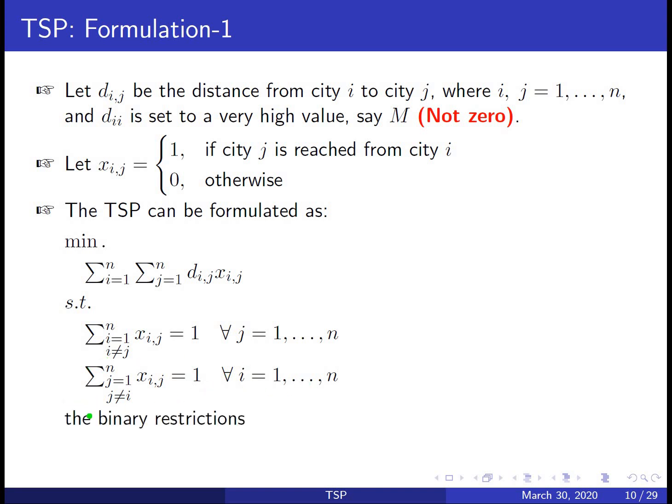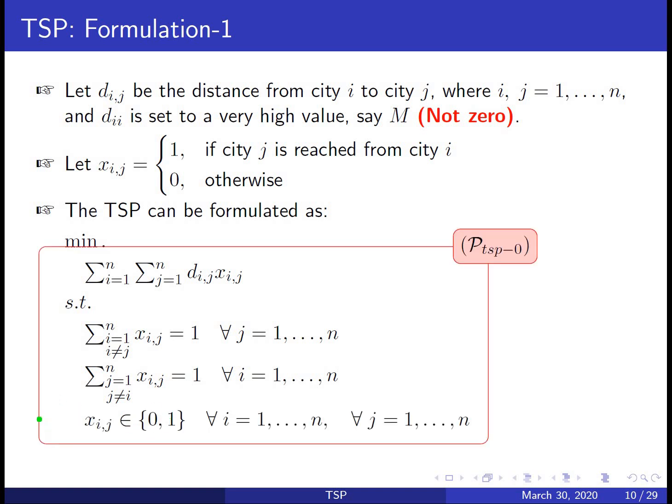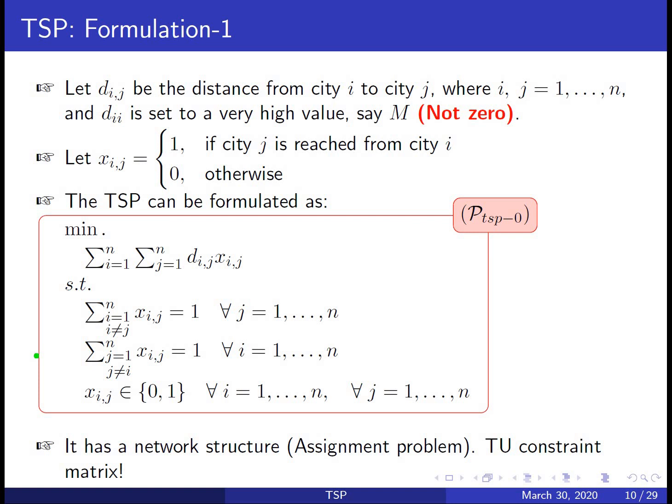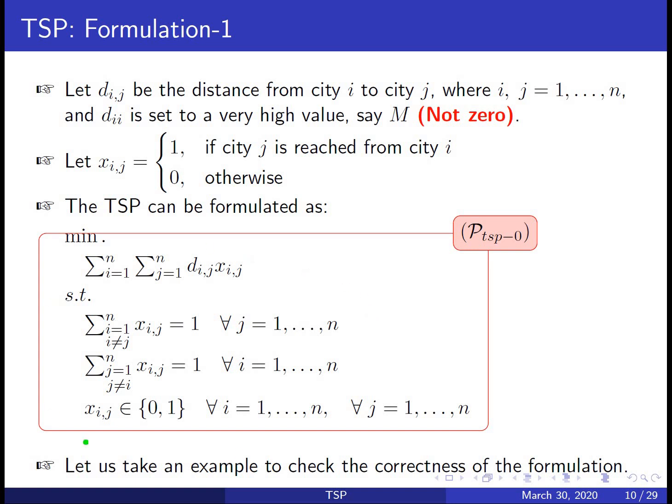And last but not the least, you have the binary restrictions on the variable x, and this is how it's written, and this is our TSP formulation. I am going to call this formulation PTSP0. You can see that there are certain structures in this formulation. For example, these constraints are called the assignment problem constraints. One of the specialities of these constraints is if you solve the relaxed version of this problem, you will be getting an integer solution. Now let us take an example and see if this formulation is correct.